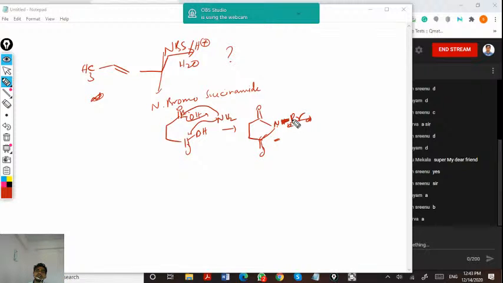N-bromosuccinimide, generally in a non-polar system, will release a bromine radical. Non-polar.